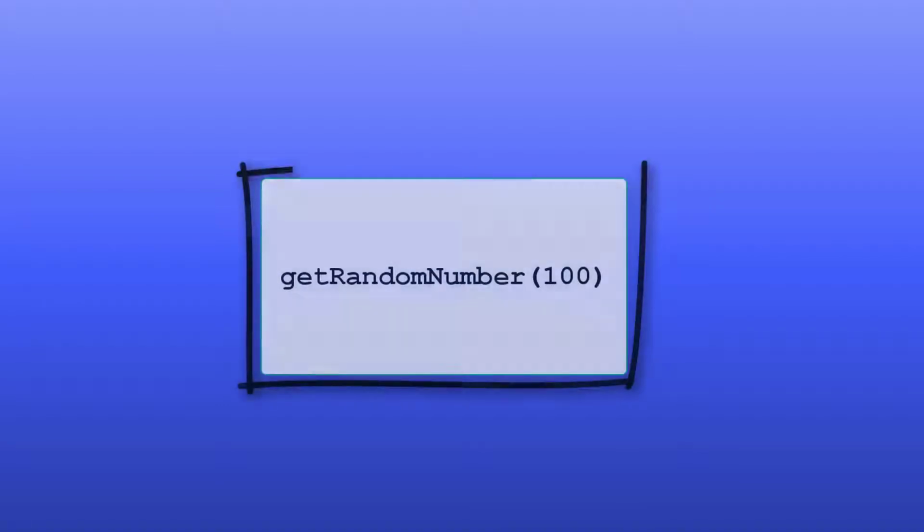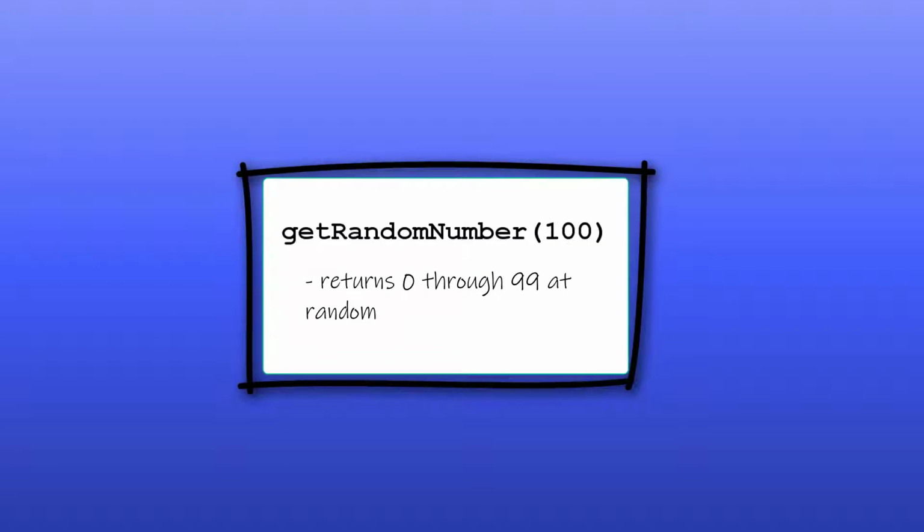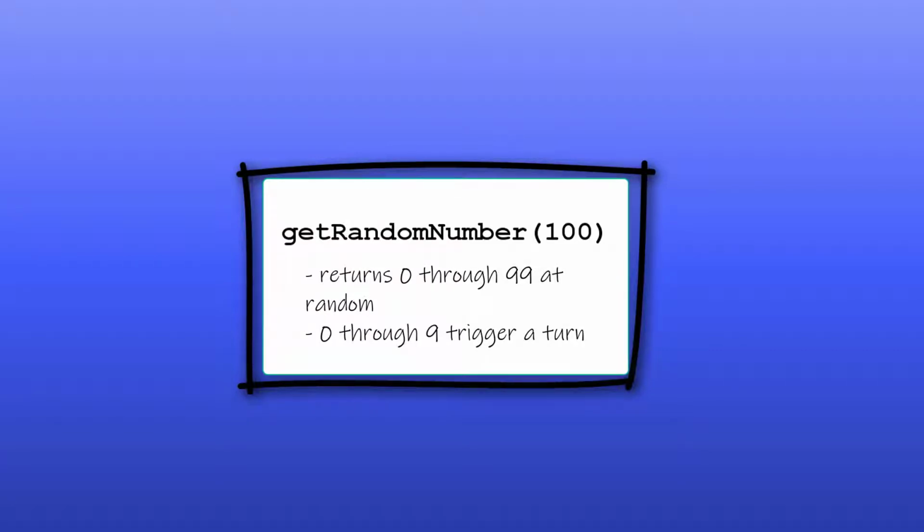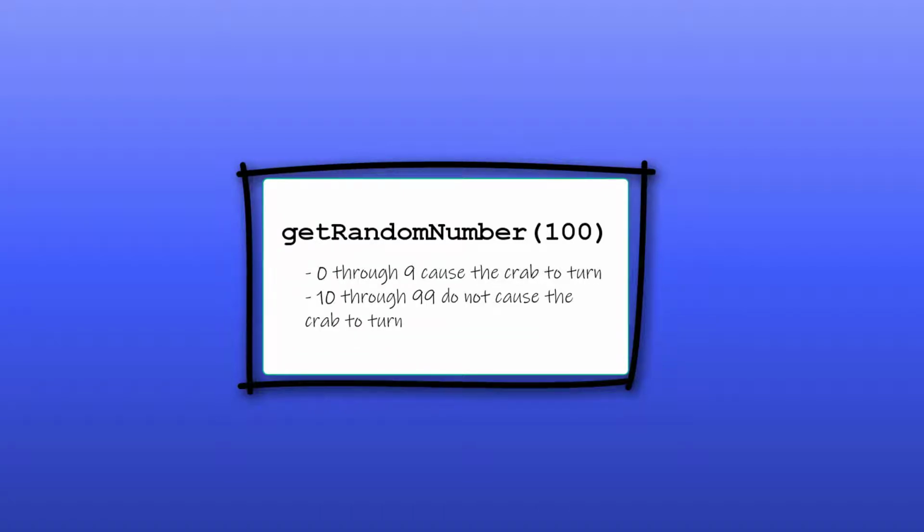We call getRandomNumber with a limit of 100, which causes it to generate numbers 0 through 99. To make it easy, we can say numbers 0 through 9 will be the numbers that trigger a turn. 0 through 9 is a total of 10. So out of the 100 numbers generated at random, 0 through 9 cause the crab to turn, 10 through 99 do not.